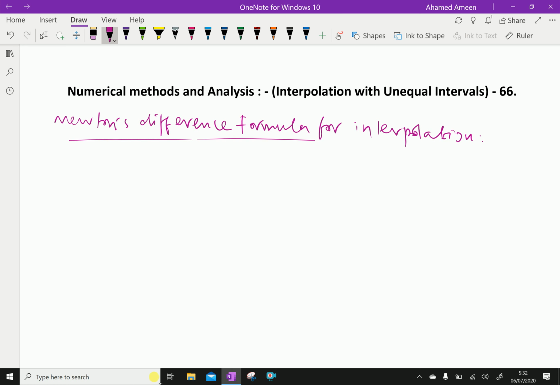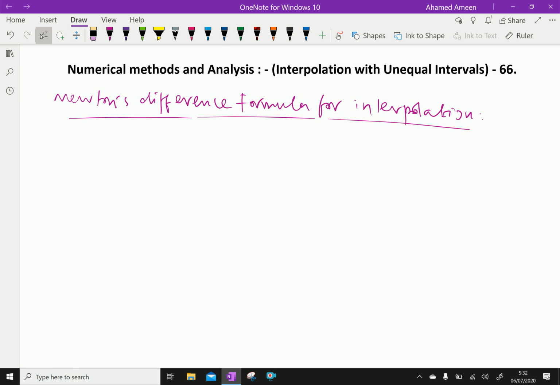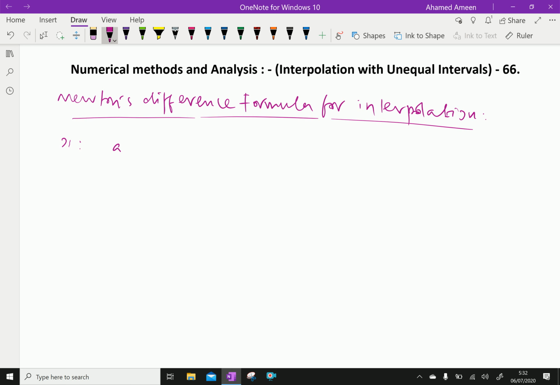Now here, let the x values be a, b, c, d, e, and so on up to k and l. Regarding the f of x values, we have f of a, f of b, f of c, f of d, f of k, as well as f of l.